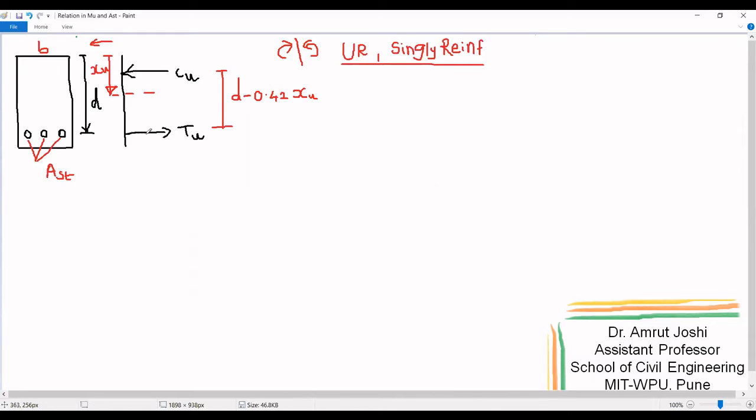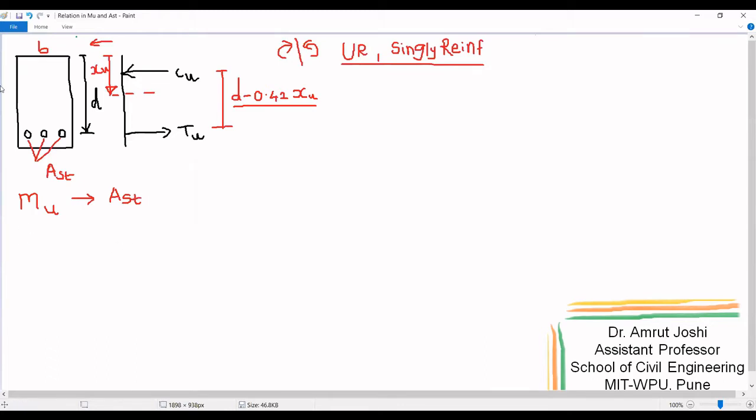Therefore, the tensile resistive force TU is shown here. As you can see, it is going away from the cross section and therefore it is pulling the cross section. Whereas the compressive force offered by the concrete above the neutral axis is shown here and denoted by Cu. As it is towards the cross section, it is pushing the cross section. We know that this Cu and Tu must be equal in magnitude and they are opposite in sense. Distance between them has been already derived as d minus 0.42 times XU. We are trying to develop a relationship between moment of resistance of this cross section denoted by Mu and AST, that is area of steel provided on tension side of bending.